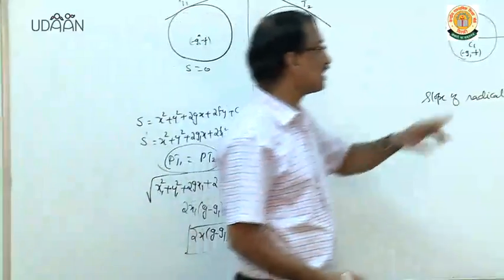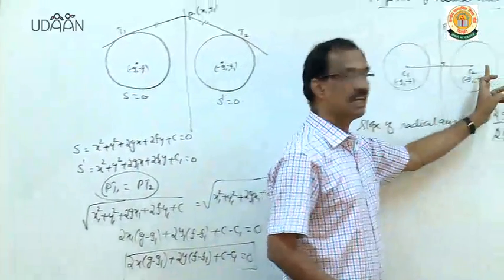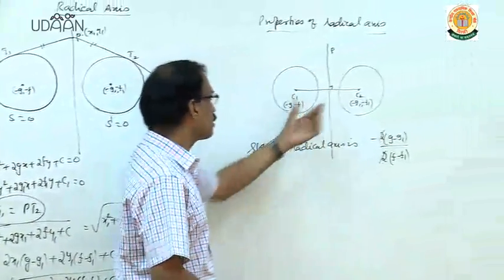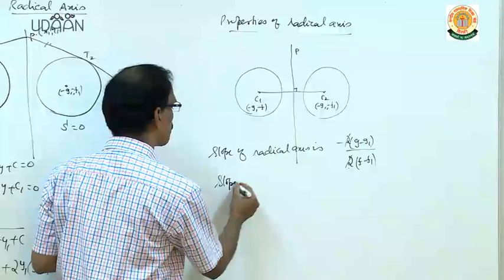Now what we are going to say is that this line and this line are perpendicular. So now the slope of C1 C2.